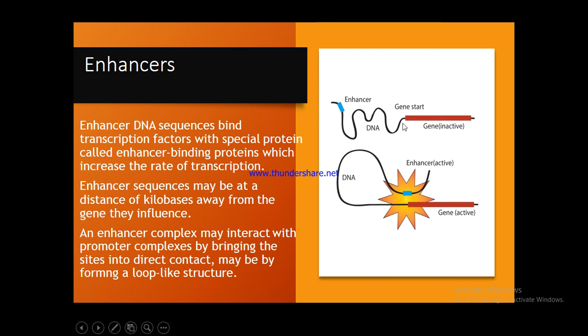These enhancer sequences, as you can see here, there is a gene, and this enhancer sequence is located apart from the gene. It can be a kilobase pair away from the gene. From there they can influence the transcription process. They can form a loop like this and come in contact with the promoter region, and they can increase the rate of transcription. That is why we know them as enhancers, because they increase the rate of transcription, even when located far from the gene.